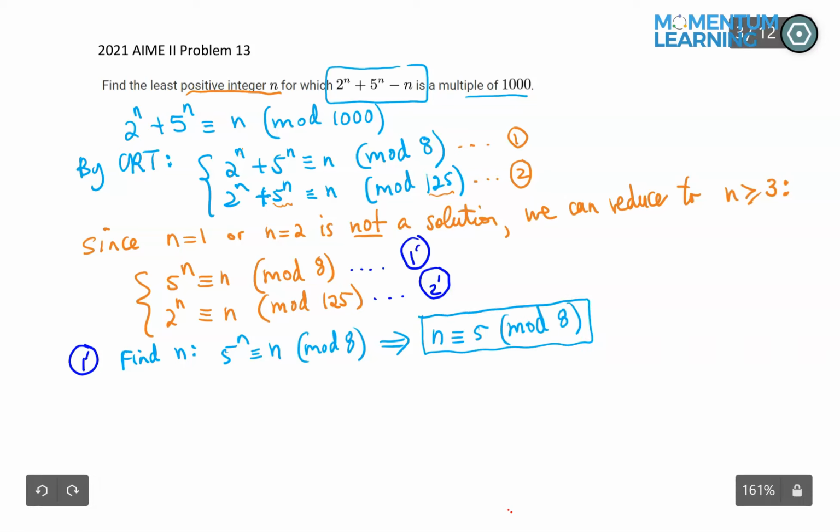Now the second one requires a little bit more work. For 2 prime, we need to find an n which will satisfy the following. When I say find an n which satisfies this, because by the Chinese remainder theorem both of these must be satisfied at the same time, we already know some properties of n.